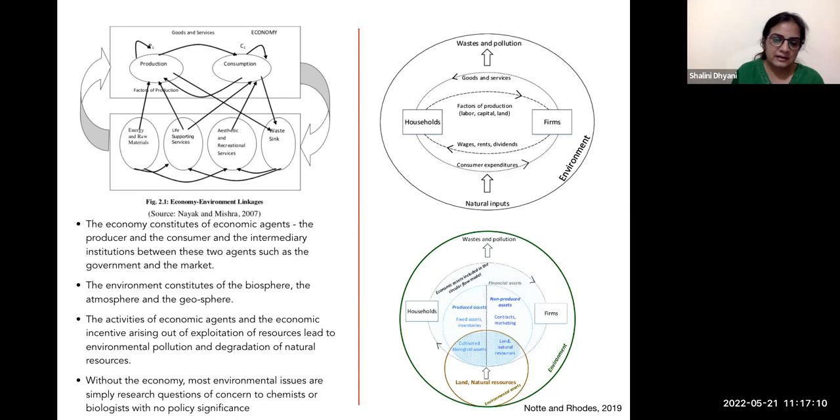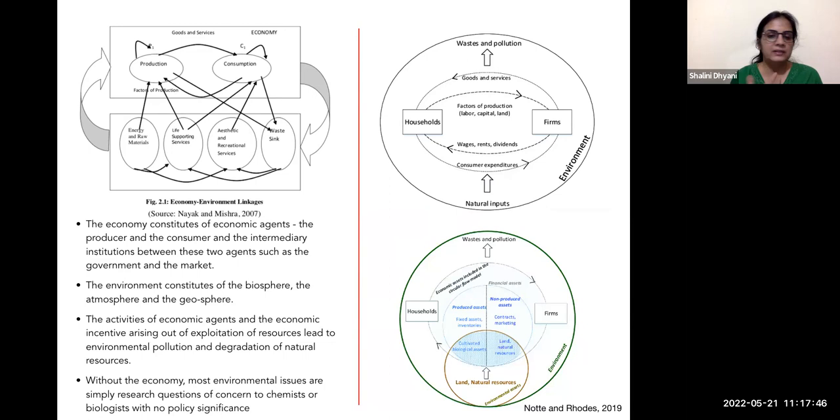The activities of economic agents and economic incentives that come because of exploration of resources or harvesting of resources are going to lead to environmental pollution and degradation of natural resources. Now, here one thing is very important to mention. This exploitation, whenever it crosses its threshold, whenever it is beyond sustainable limits, it's going to enhance pollution, it is going to enhance degradation of natural resources.